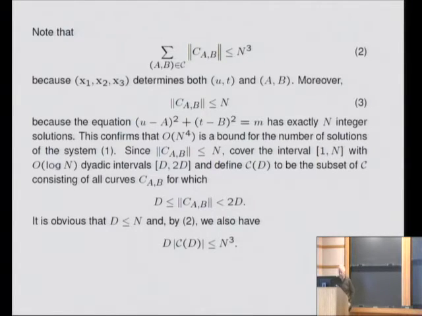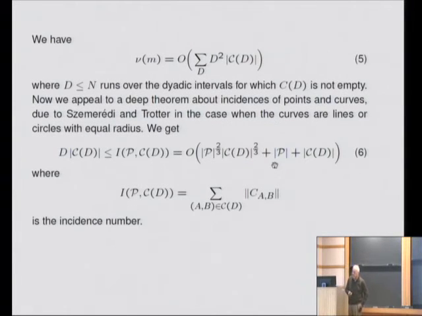So now take the interval 1 to n and divide it into relatively few dyadic intervals, d to 2d, and consider the level set where the number of solutions CAB is inside that dyadic interval. So we have this d times that is at most n cubed. This is not difficult to see. Okay. The number I want is the sum over d of d squared times C of d, because it was the norm squared, I mean CAB squared, I wanted.